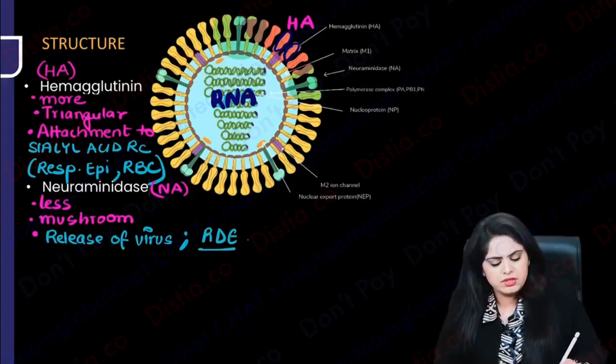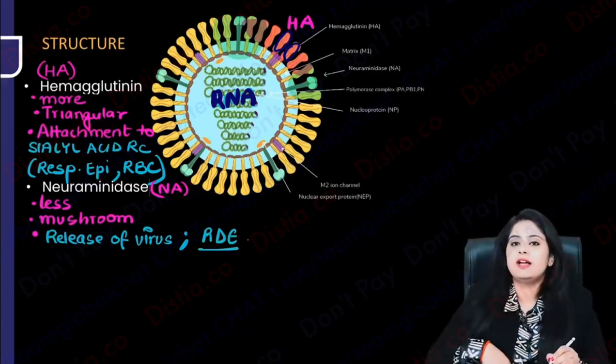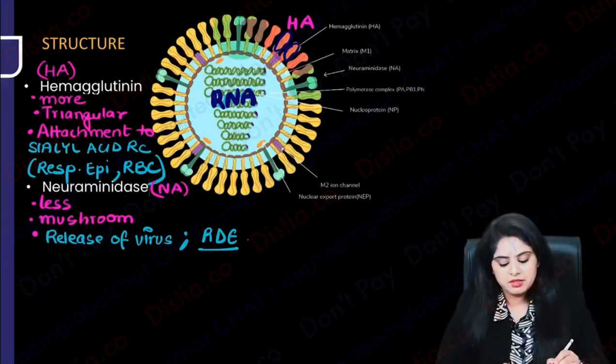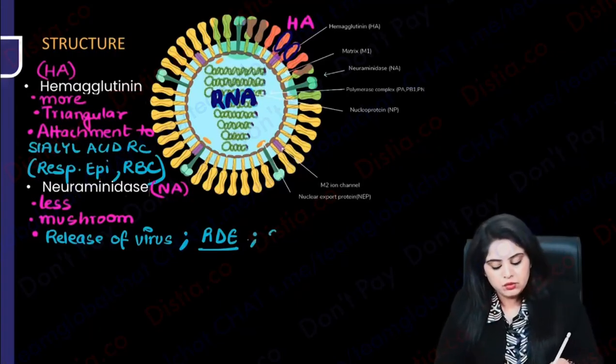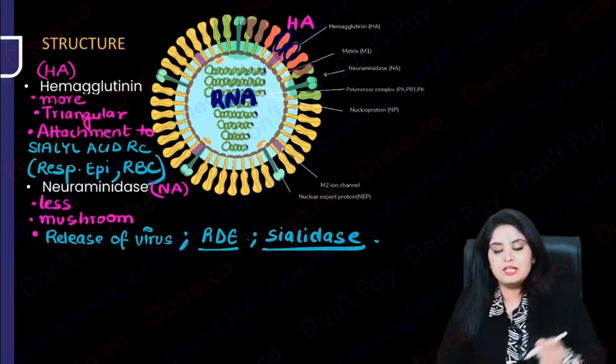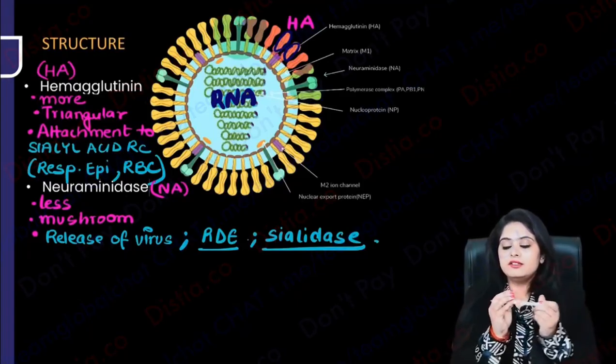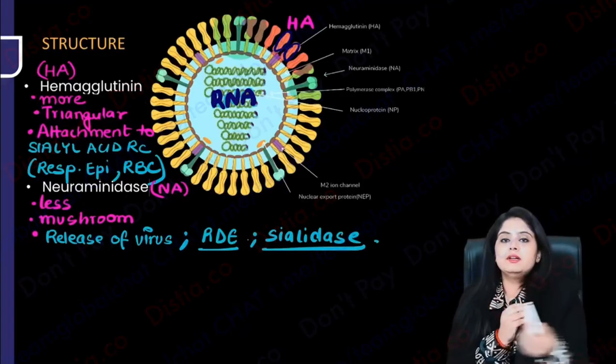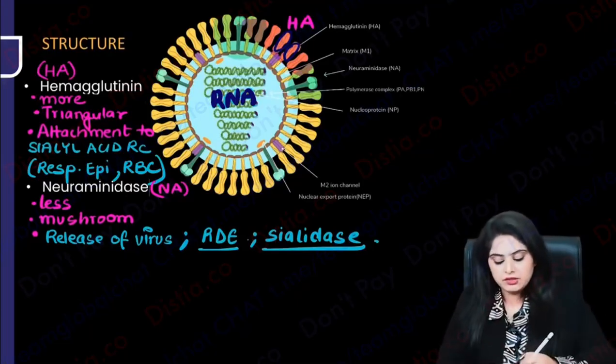Just for few minutes you will have to do a ratta. I'll tell you in a while what is RDE, what is receptor destroying enzyme. It is also known as the sialidase. ये सब समझ आएगा when you do the pathogenesis. I promise I will teach you. So simple, hemagglutinin helps in entry of the virus and neuraminidase is going to help in the exit of the virus. Perfect. Now this is just one thing.